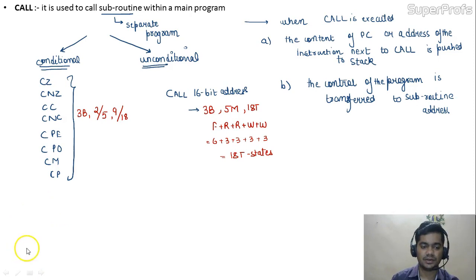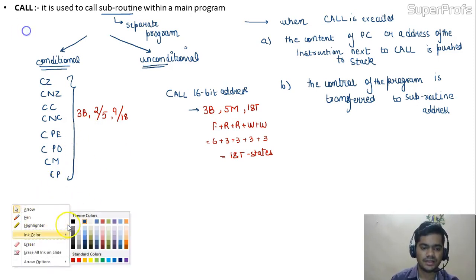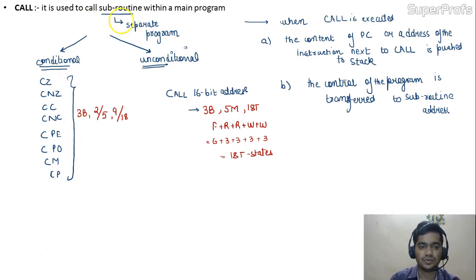So the next branching operation is call. With the help of the call instruction, it is used to call the subroutine within the main program. Suppose there is a separate program which is known as subroutine, which is written in some other place. So if we want the use of that program in our main execution, in our main program, we can use the call condition. So it can be used conditionally or unconditionally. Thus these conditions are same as the jump instructions. The point to be noted is that it would be a 3-byte instruction.